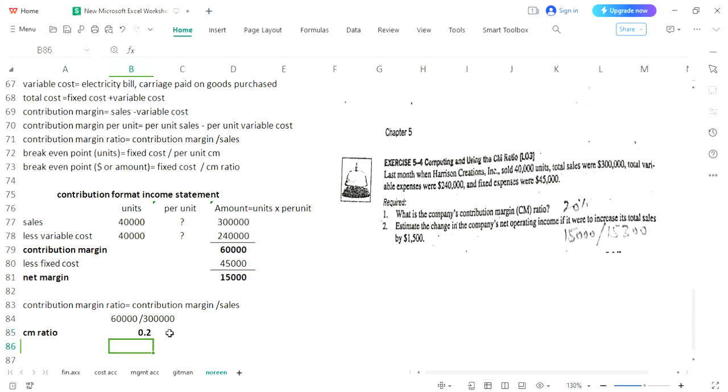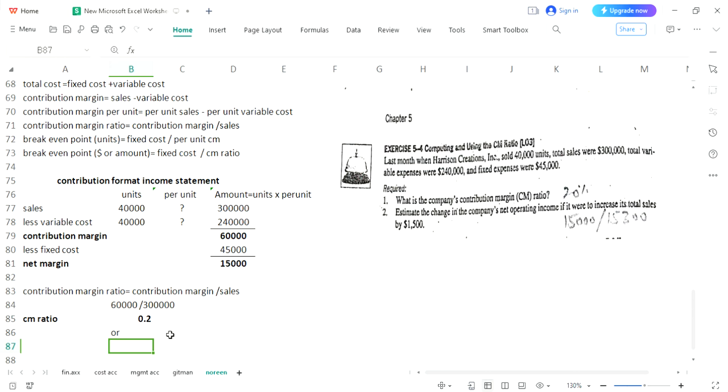If you want to write it in terms of percentage, what will you do? You will calculate the percentage. Simply multiply your answer with 100 and you will get your answer in terms of percentage. This is your CM ratio in terms of times, and the answer will be correct if you write it this way.